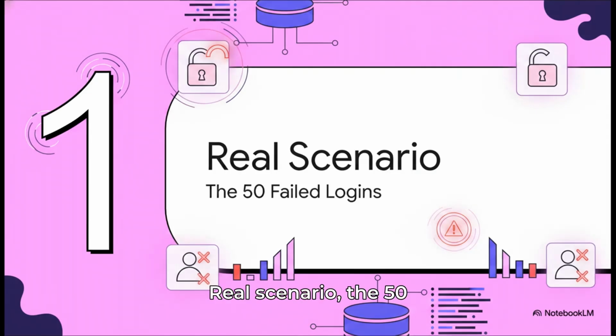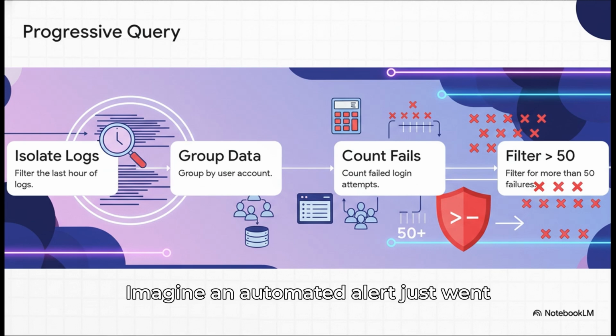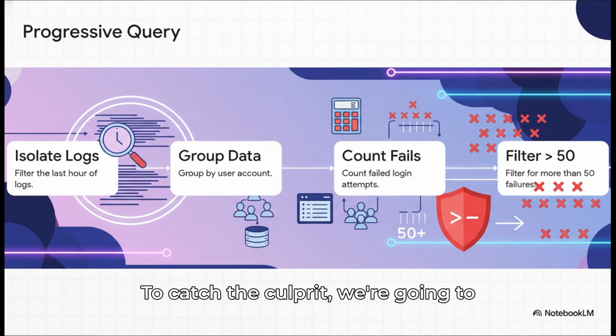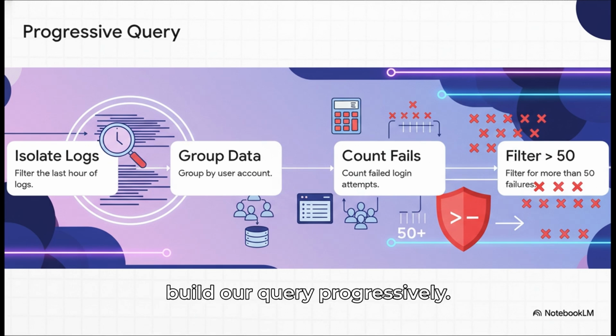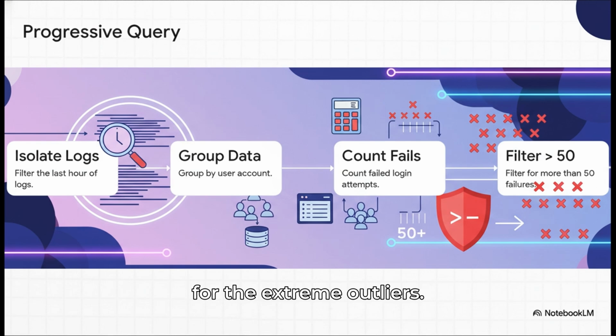Real scenario, the 50 failed logins alert. Let's look at how this builds into solving a critical security ticket. Imagine an automated alert just went off for a high volume of failed logins, and your job is to find out if a specific account is triggering a brute force attack. To catch the culprit, we're going to build our query progressively. It's kind of like a forensic investigation. We'll isolate the time frame, group the data, count the offenses, and then finally filter for the extreme outliers.